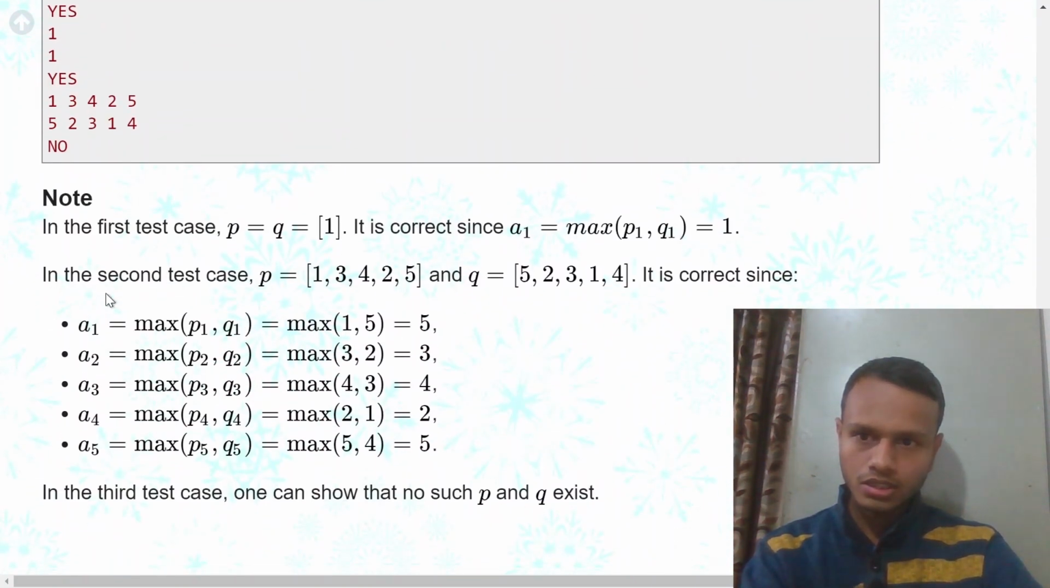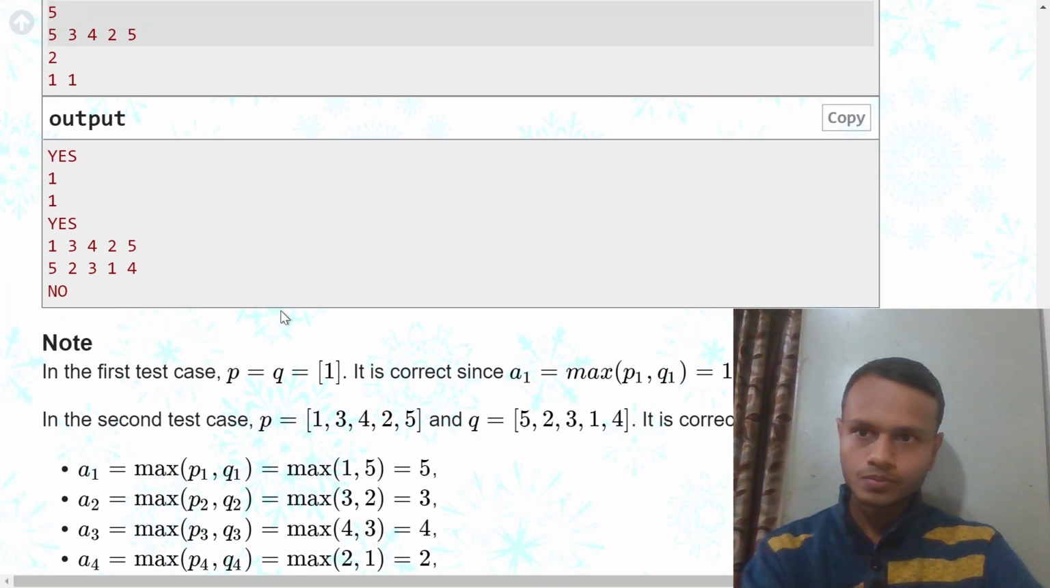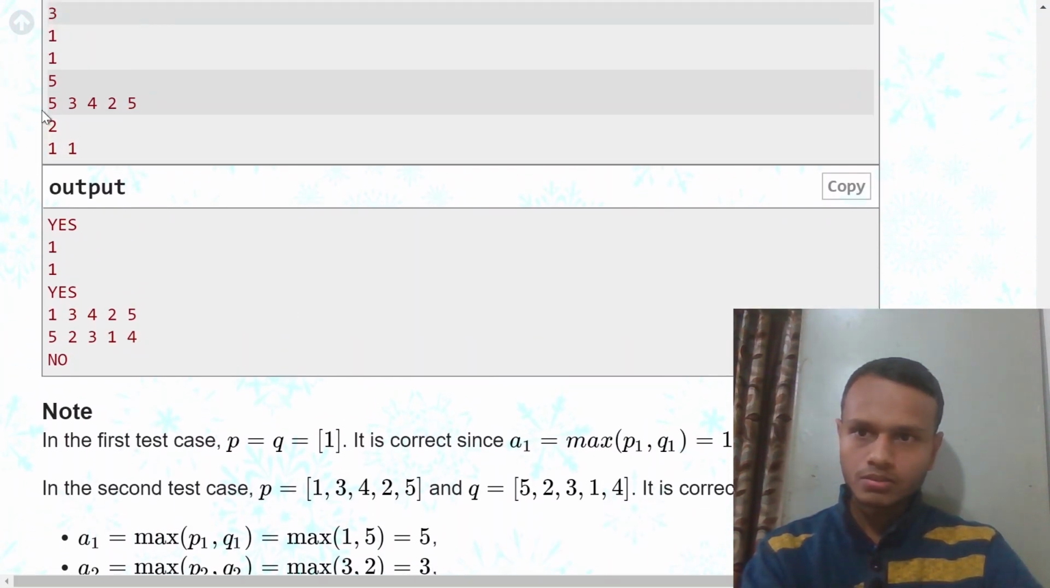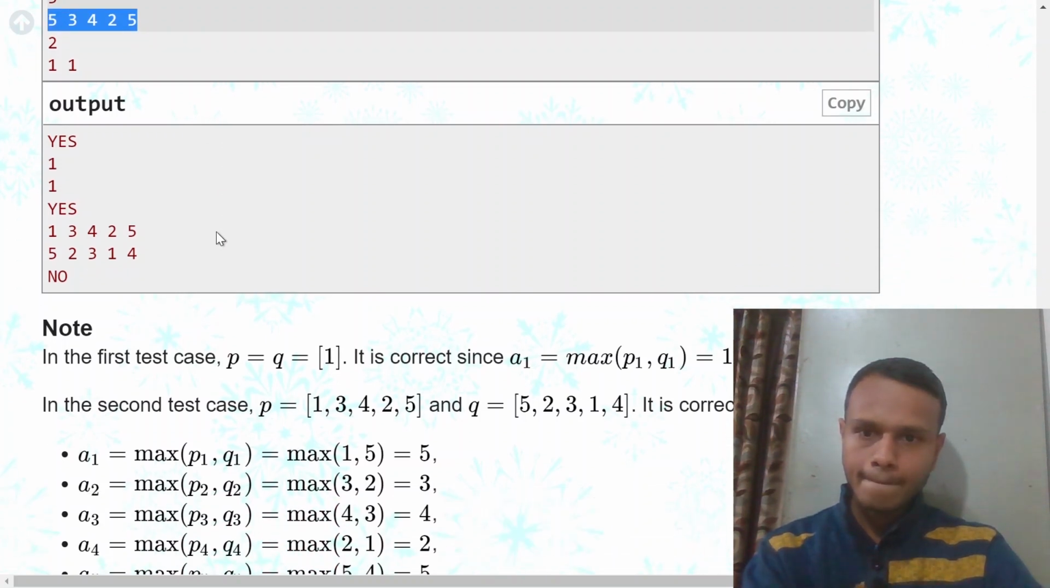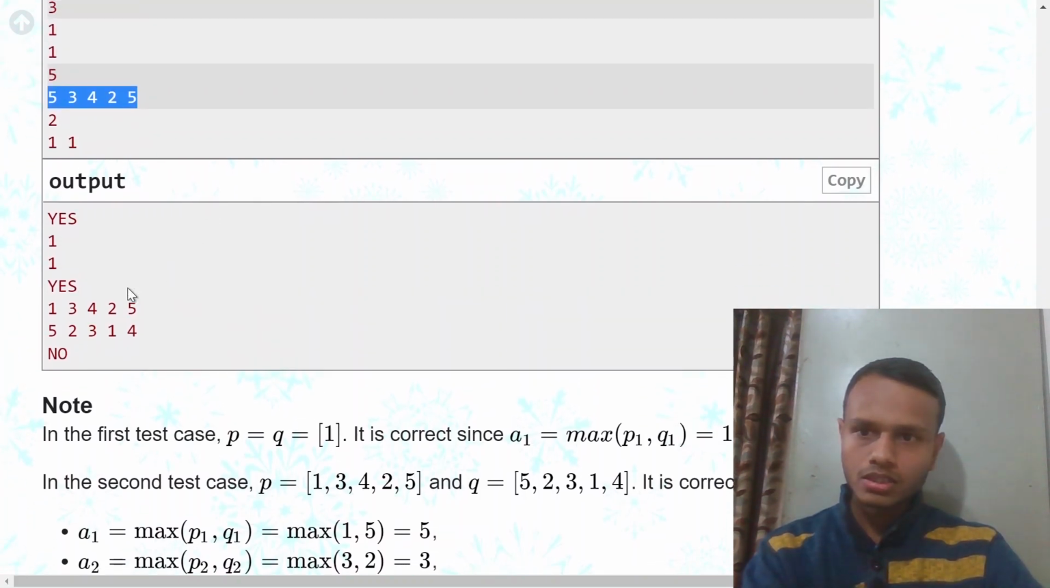So in the second case, A is 5 3 4 2 5, and they are outputting 1 and 5, 3 and 2.